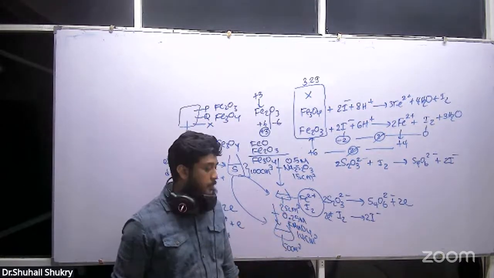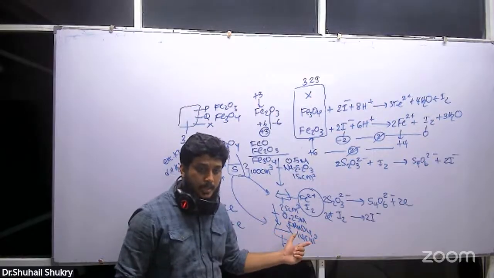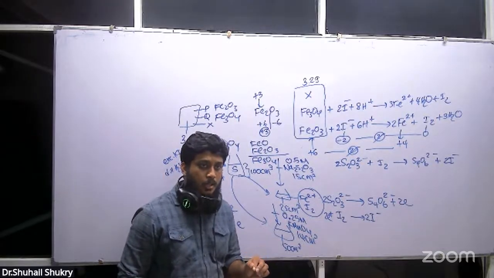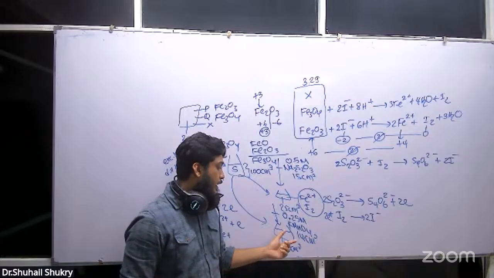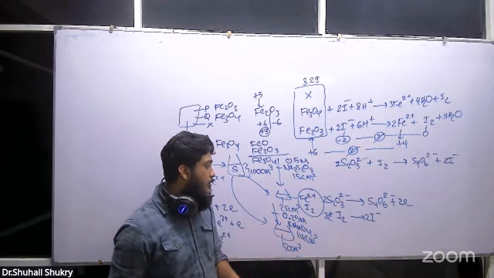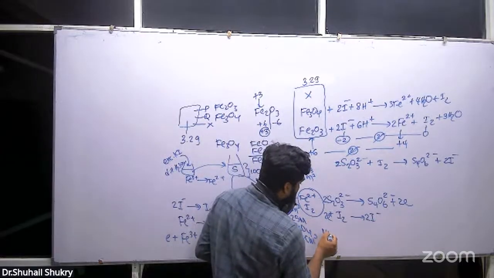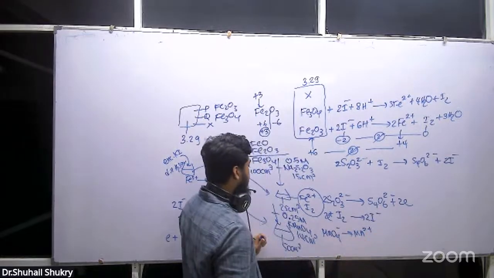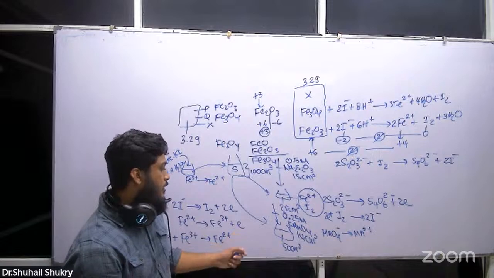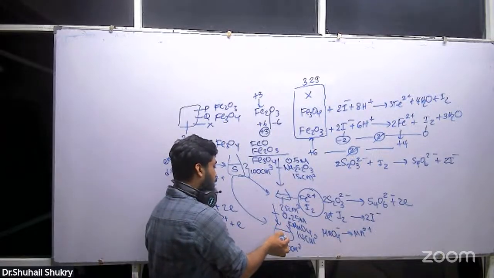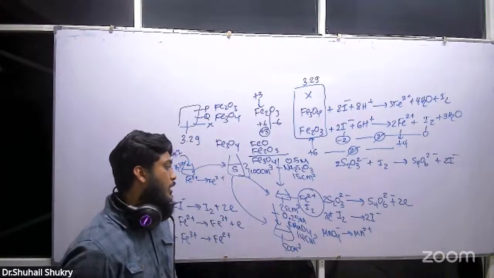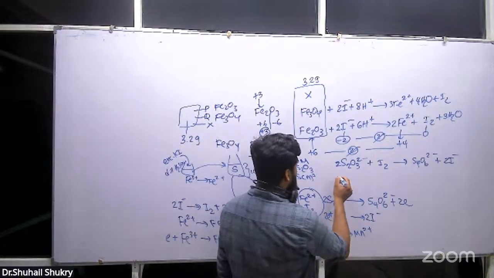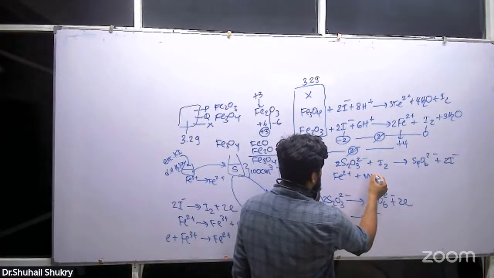Although we write KMnO4, what is actively involved in the redox reaction is MnO4 minus. In this MnO4 minus, it will go to Mn2 plus. They will be reduced, so there should be someone who can oxidize. Now in this, what is there? I2, I minus and Fe2 plus. Who can react with KMnO4? Fe2 plus.